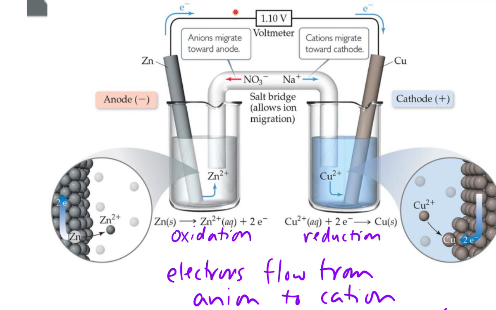So, okay, we've got our electrons moving away from the anode. They move towards the cathode. At the cathode, the copper ions in solution are going to react with electrons to form copper solid, and that's going to collect on this copper rod.